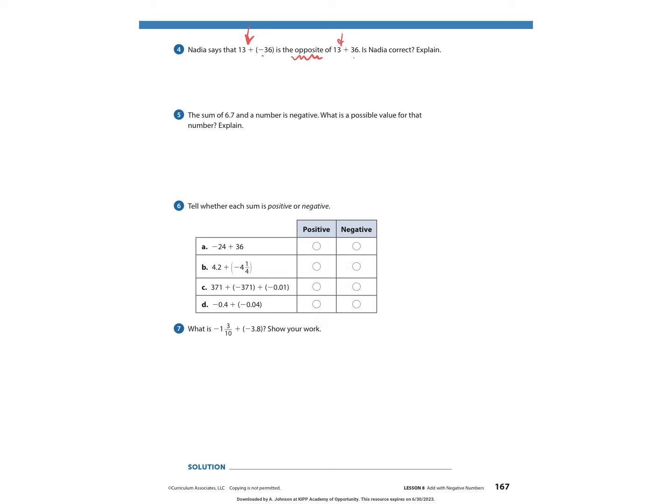she's actually correct. So different signs, subtract. Bigger number on top, don't worry about signs yet. 23, I have more negatives. So negative 23. If the other answer is positive 23, then she's right. So what is 13 plus 36? Not 23. It's 49. Okay? So Nadia is incorrect.